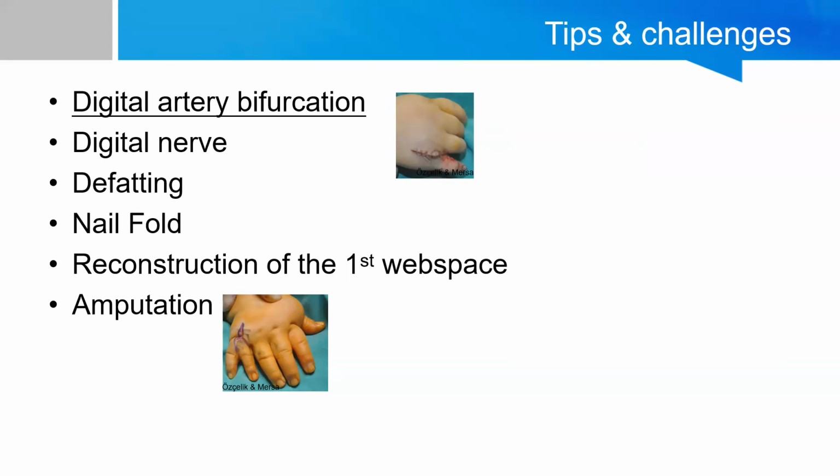The nail fold reconstruction is also challenging, which needs special techniques and special use of flaps from distant places, or even sometimes from other fingers or extra fingers or from the toes. Reconstruction of the web space has the challenge that it has its own musculature, and we need to preserve the opposition and the thumb movement when we reallocate the muscles and the ligaments into their proper place. In some instances, amputation might be a helpful option, especially when there is an accompanying polydactyly.